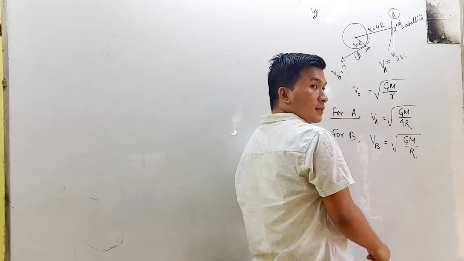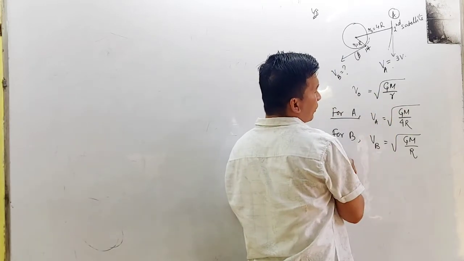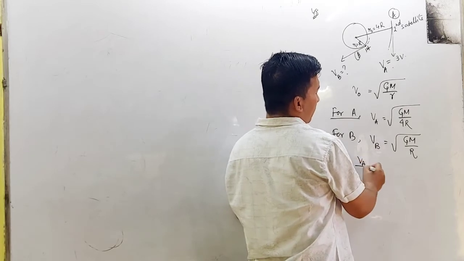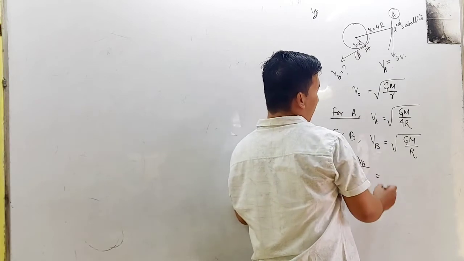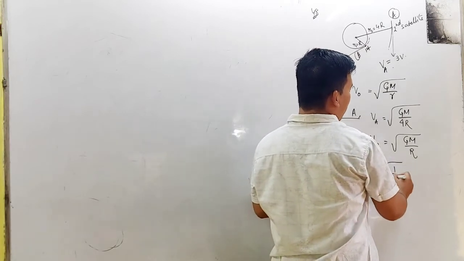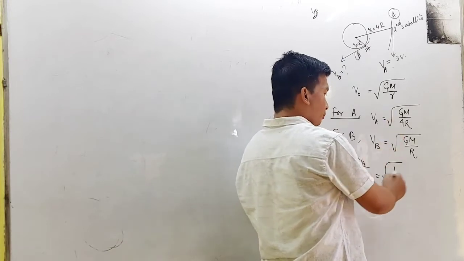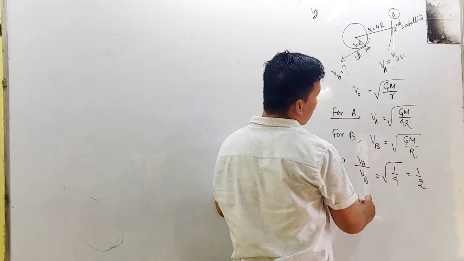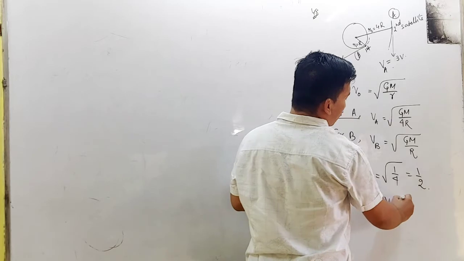Now we divide the two formulas. VA divided by VB is equal to root over 1 by 4, which is equal to 1 by 2. So your velocity VB becomes 2 times VA.